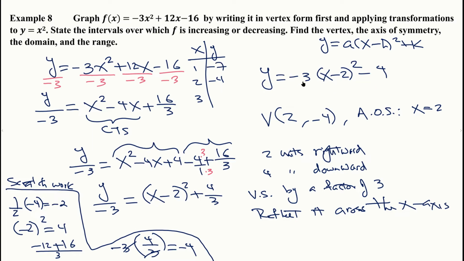And when I take 3 and plug it in, I get 3 minus 2 is 1 squared is 1 times negative 3 is negative 3 minus 4 is negative 7, as expected. But we always do it to make sure.